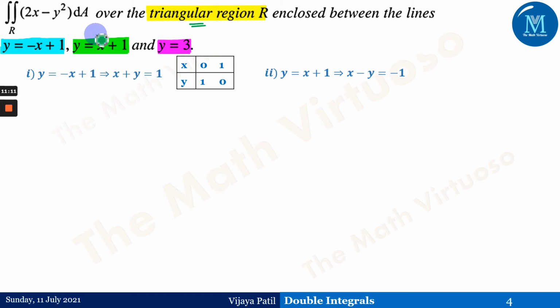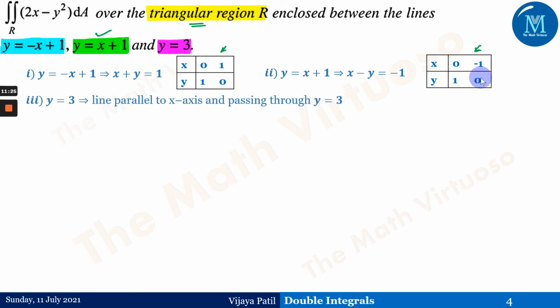Then the second line is y is equal to x plus 1, that is x minus y is equal to minus 1. Again the same logic will apply, whatever we have done here. The same way we'll be getting 2 points, 0, 1 and minus 1, 0, to draw a line. The third curve has been given to us as y is equal to 3, that is a line parallel to the x-axis which passes through y is equal to 3. And therefore we need to find the points of intersection.